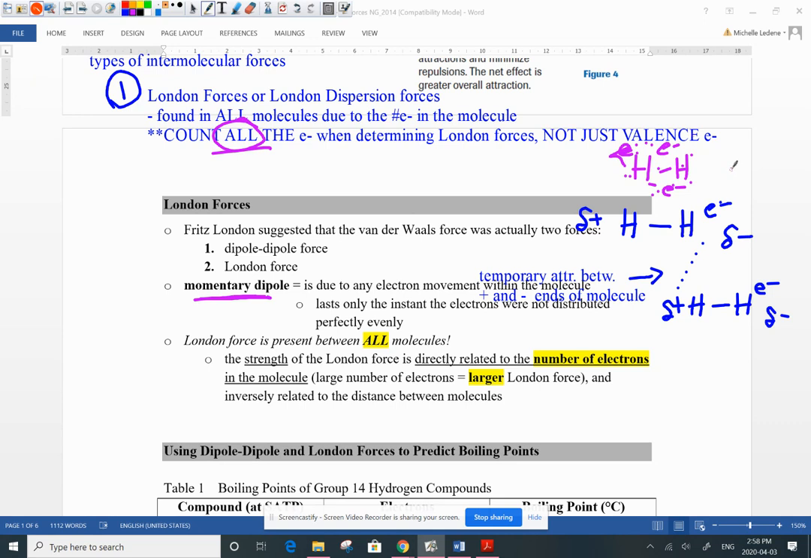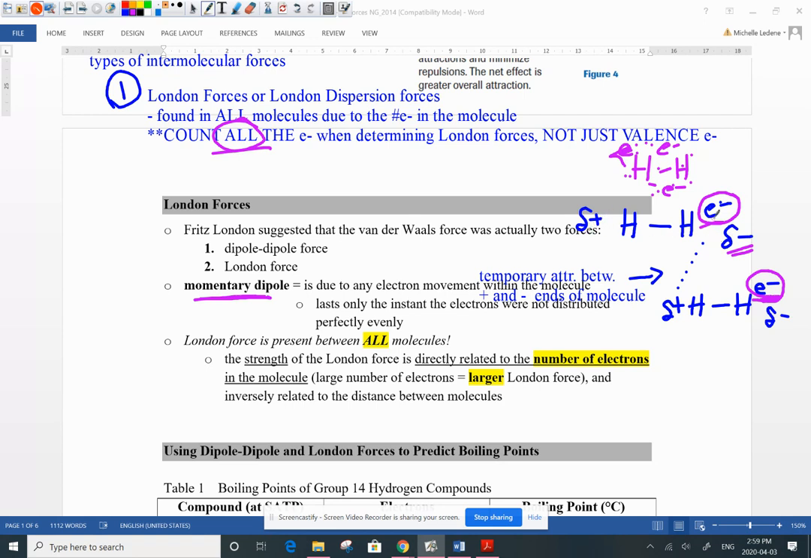So let's say that at one instant, if I could freeze this molecule and the electrons were frozen in time at this end of a molecule of hydrogen, and at the very same instant in another hydrogen molecule, the electrons were frozen just in time for an instant at this end, that makes a partial negative charge end at this end of the molecule and a partial positive end at that end of the molecule. We call that a temporary or momentary dipole.